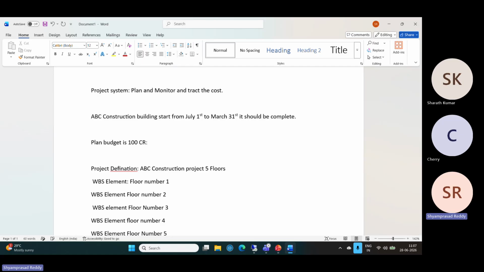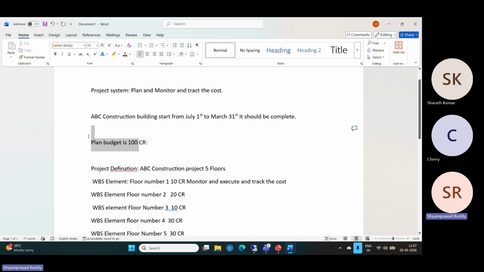For example, around WBS element floor number 1 there is 10 CR. Let's assume they are monitoring, executing, and tracking the cost. Floor number 2, let's say 20 CR. Floor number 3, maybe 10 CR. Floor number 4 is 30 CR. After that, around 30 CR. Let's assume 30 CR.